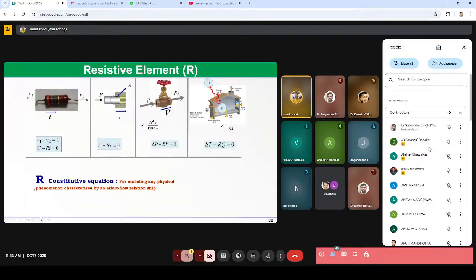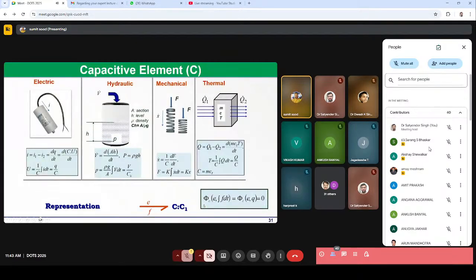So by definition, R is the element that is used for modeling any physical phenomenon that represents the loss of power or loss of energy, and it can be characterized by the effort and flow relationship. And it is represented by the symbol R.